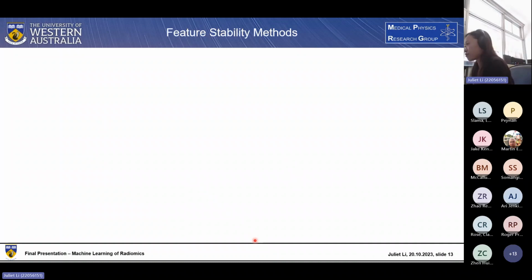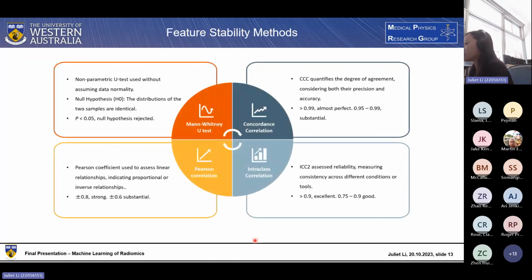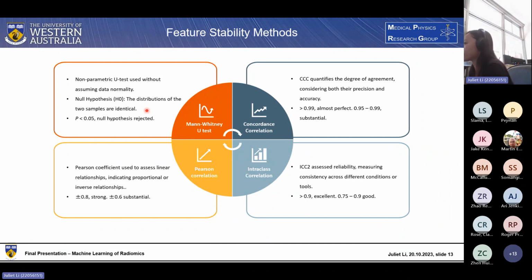So now let's go into the first aim, feature stability. We evaluated the feature stability using 4 different statistical tests. The Mann-Whitney U-test is a non-parametric test without assuming data normality. If the p-value of the U-test is less than 0.05, the null hypothesis is rejected. It means that the 2 sets of samples have statistically significant differences, that the 2 sets of radiomics features are not stable. That's how we consider the results from the Mann-Whitney U-test.